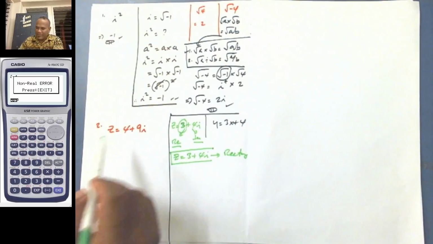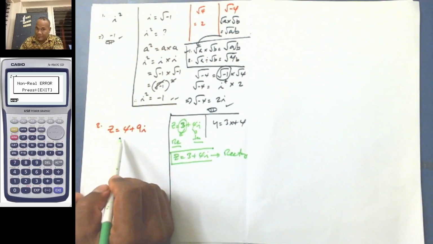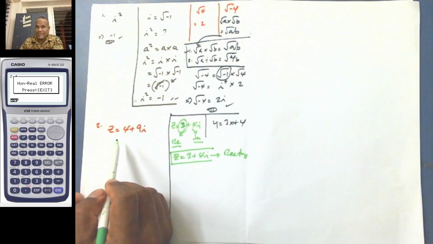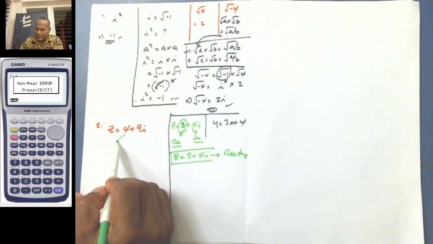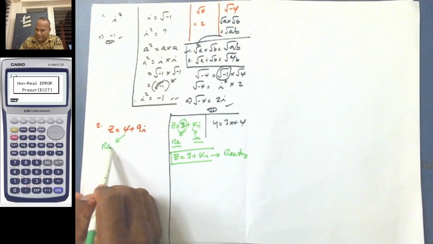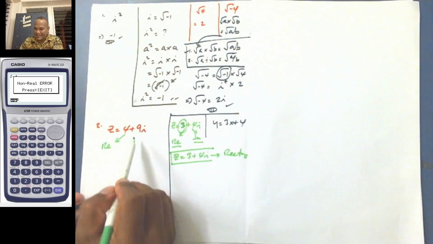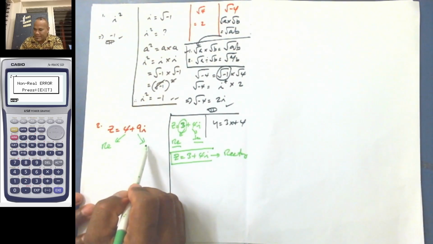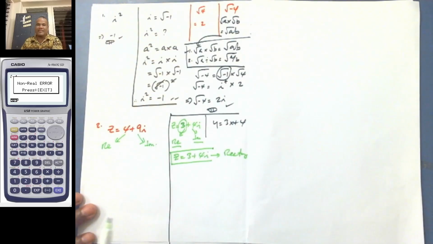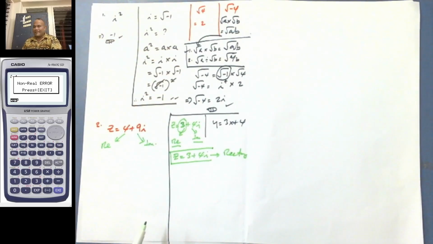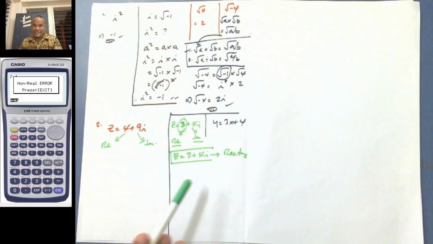What is our real value here? Help me here. Our real value is, yes, 4. This is our real value. And what is our imaginary value? Yes, the one that has an i. So this is our imaginary value. Okay, let's just stretch this information. Speaking of this, because we're already here, we'll use this inside. So I'll just break it down for you.